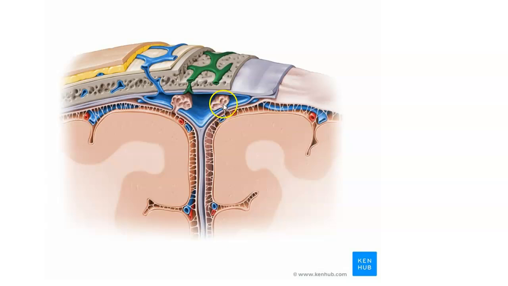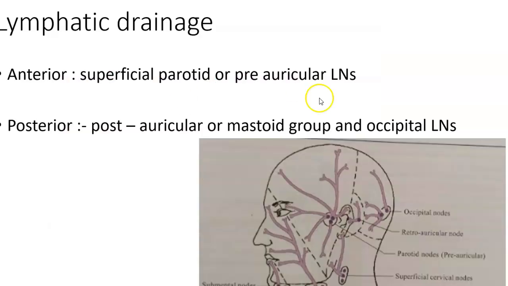Let's see the emissary veins opening. Below that you can see the periosteum. Here you can see the emissary veins are opening into the dural venous sinus, which is inside the skull. So any infection on the skin is carried by the emissary veins into the venous sinus. That is how the infection can spread, leading to meningitis and encephalitis, etc.